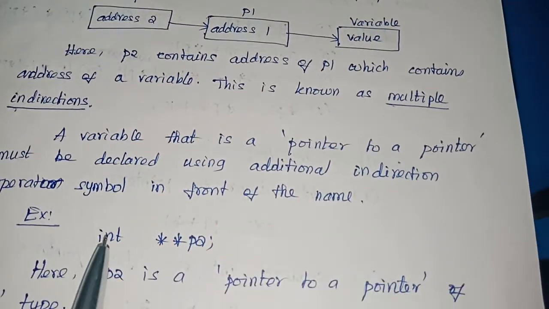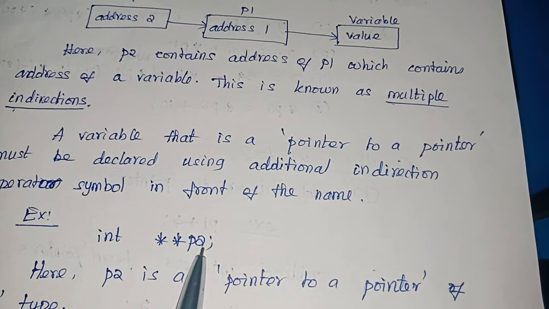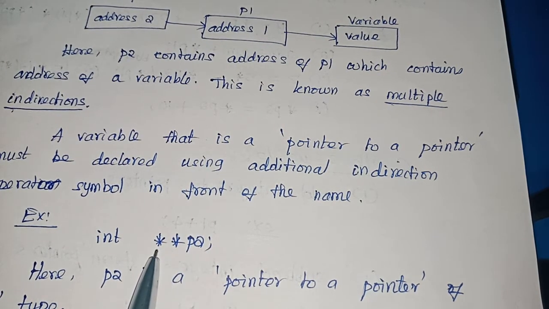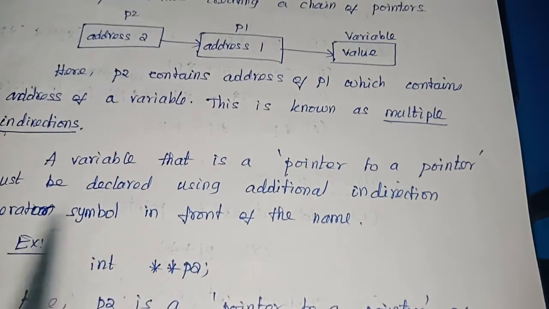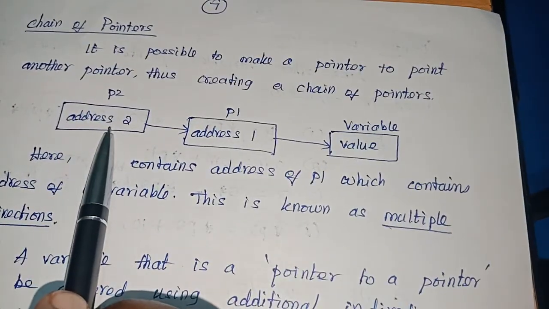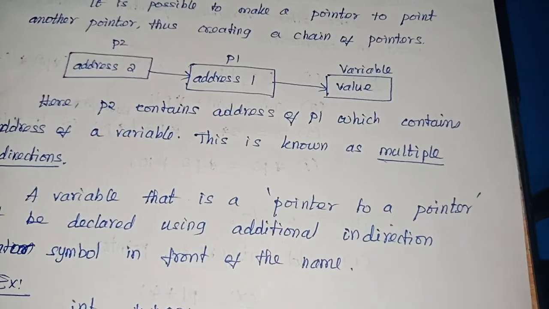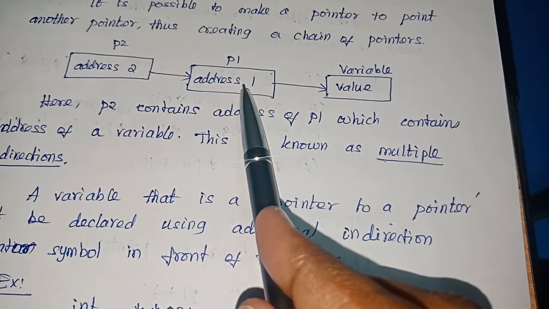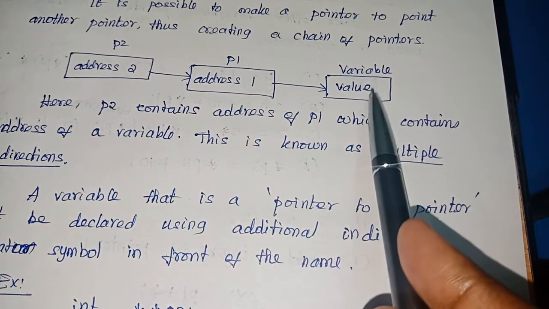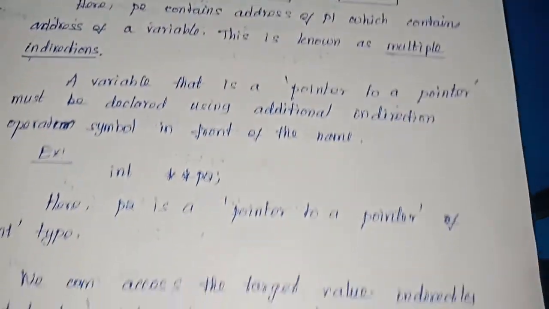Look at this. Int star star P2. What's the meaning of star star P2? It contains double star. So what's the meaning? What is the meaning of star P2? It goes and collects the value in the address stored in P2. What is the address stored in P2? Address 2. It goes to that particular address and collects the value. And once again it is star P2. Once again it collects the address stored in that particular address and goes and collects the value in that particular address.